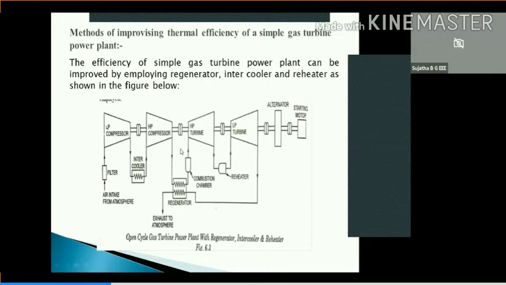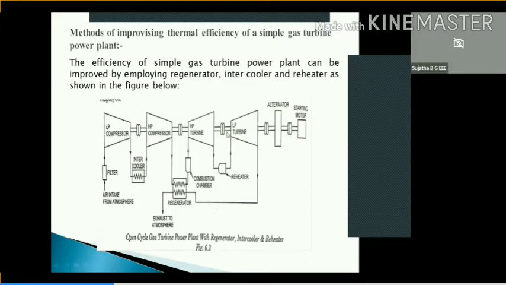Regenerator: you can see here we have a regenerator after the low pressure turbine. As I told you, we have two types of turbine. One is the low pressure turbine, which runs the alternator and maintains constant speed, whereas the other is the high pressure turbine, which is running the compressor.